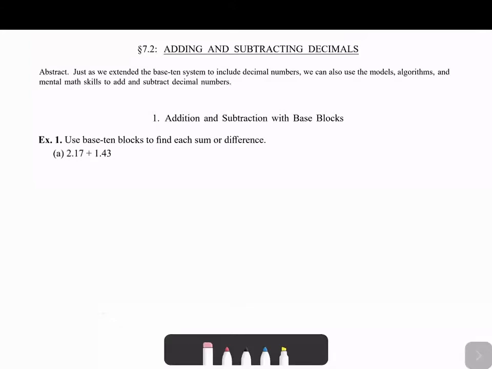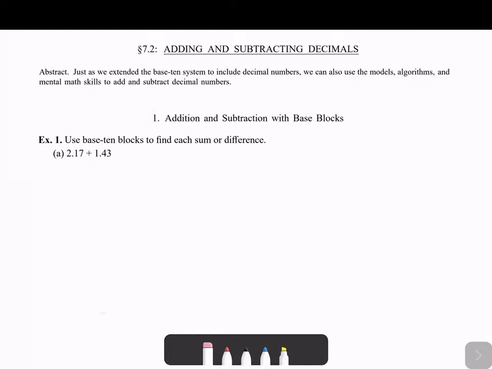So we can also extend all of the different operations to decimals. So we can now add, subtract, multiply, divide these decimals. And we can do so using the different models and algorithms that we had for our whole numbers back in chapter 3. So the first thing we're going to look at is using the model of base blocks.